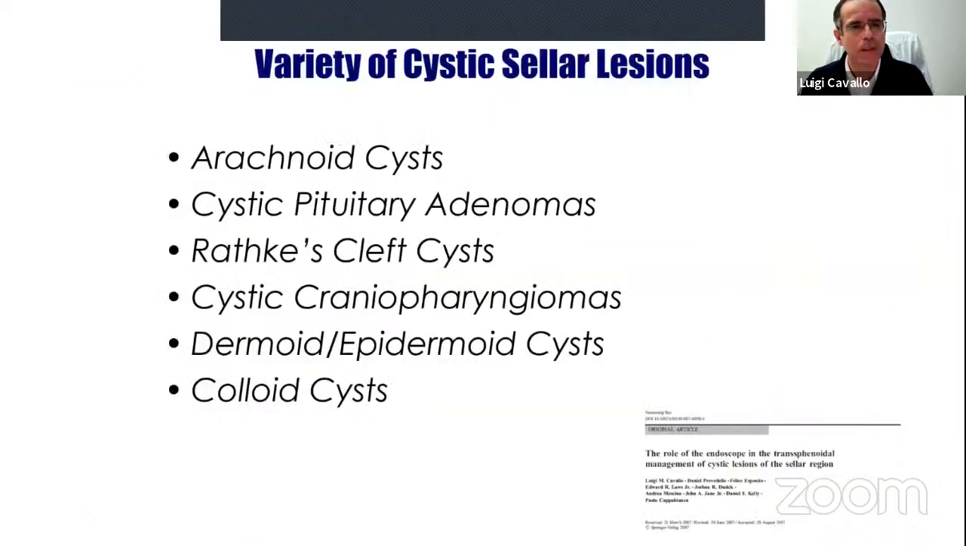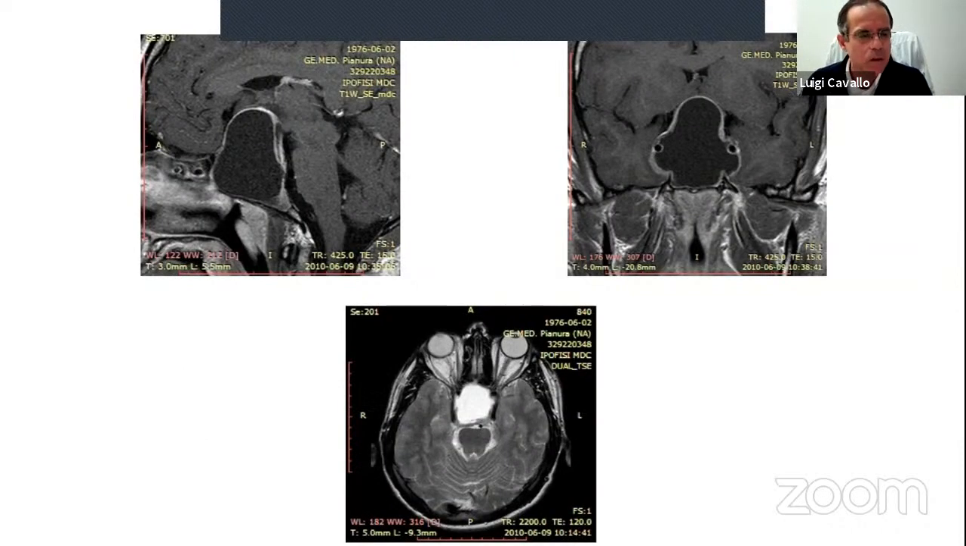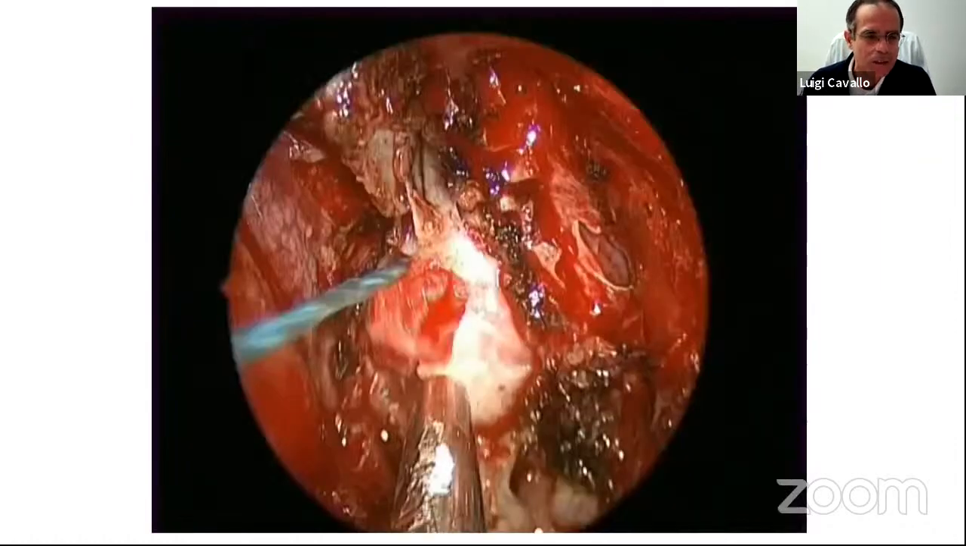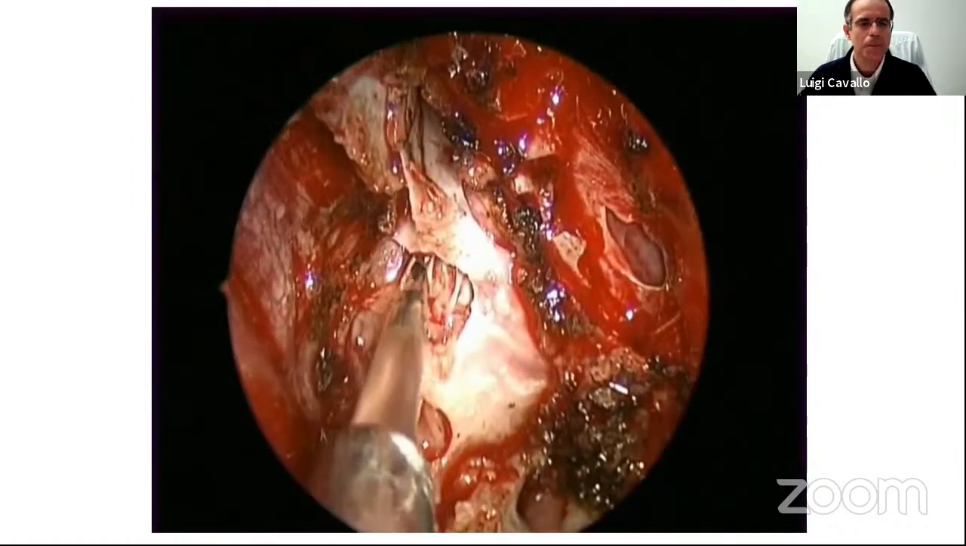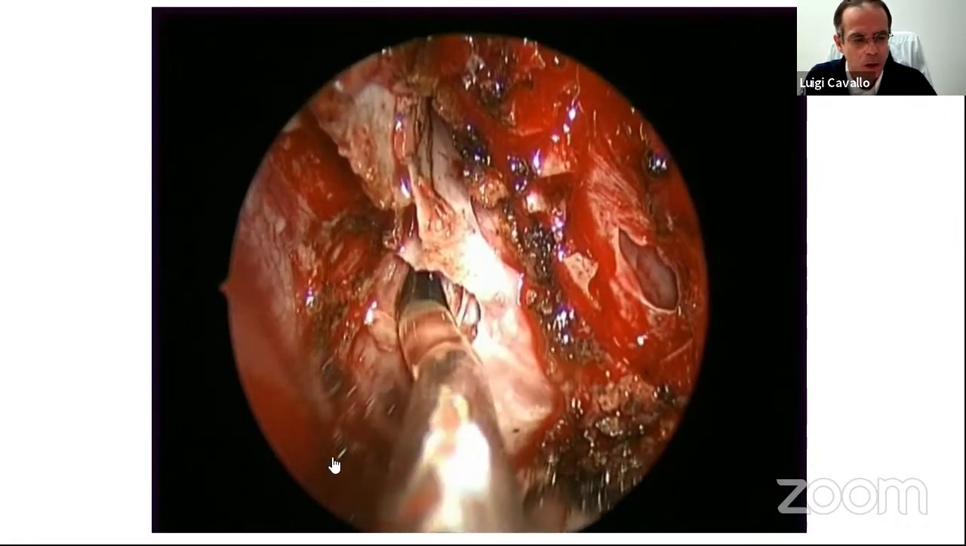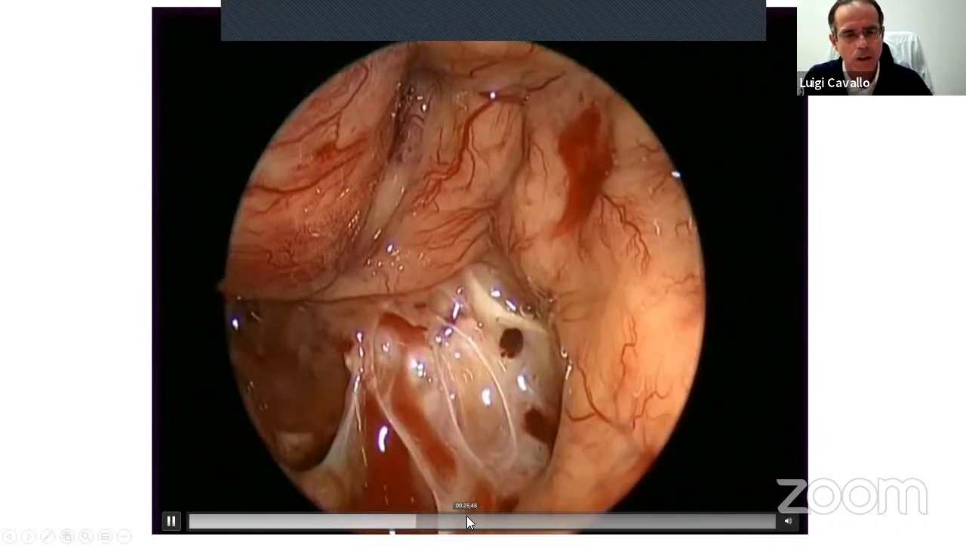Just a few words beside pituitary on cystic sellar lesions, because they seem to be quite easy to remove, but it's not always the case. Look, for example, at this large cystic lesion. This was a Rathke's cyst. That was a mucoid suppuration. And when you have a lesion like this, you have just to empty it.